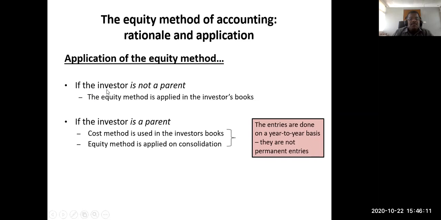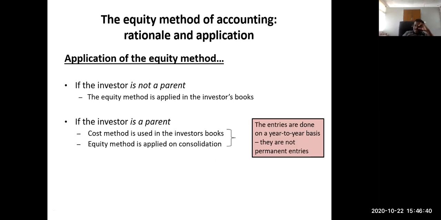Application of the equity method. If the investor is not a parent, the equity method is applied in the investor's books. That means if the investor is not preparing consolidated financial statements. If the investor is a parent, the cost method is used in the investor's books and the equity method is applied on consolidation. That you want to understand.